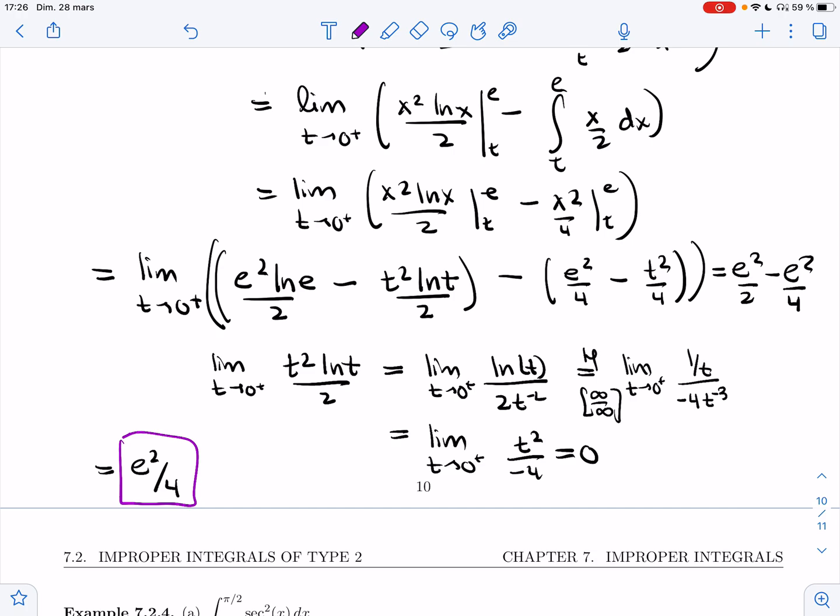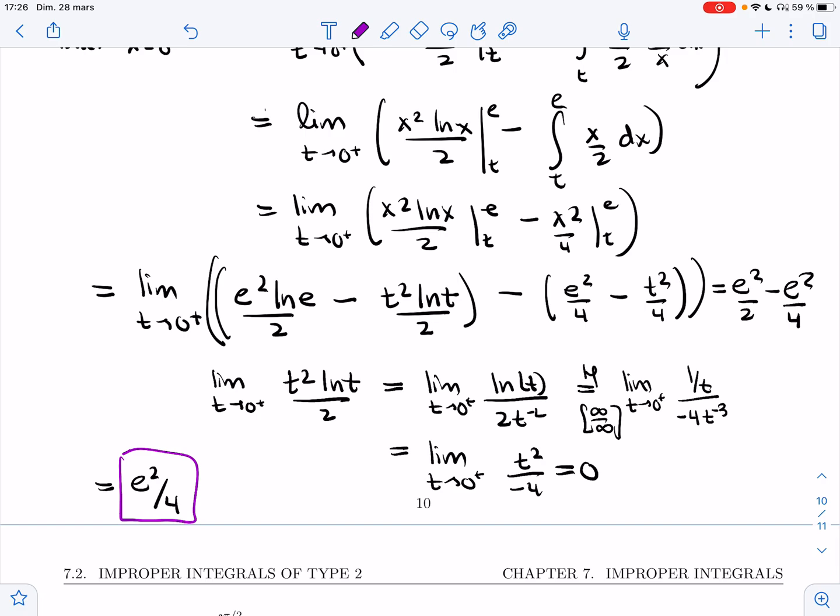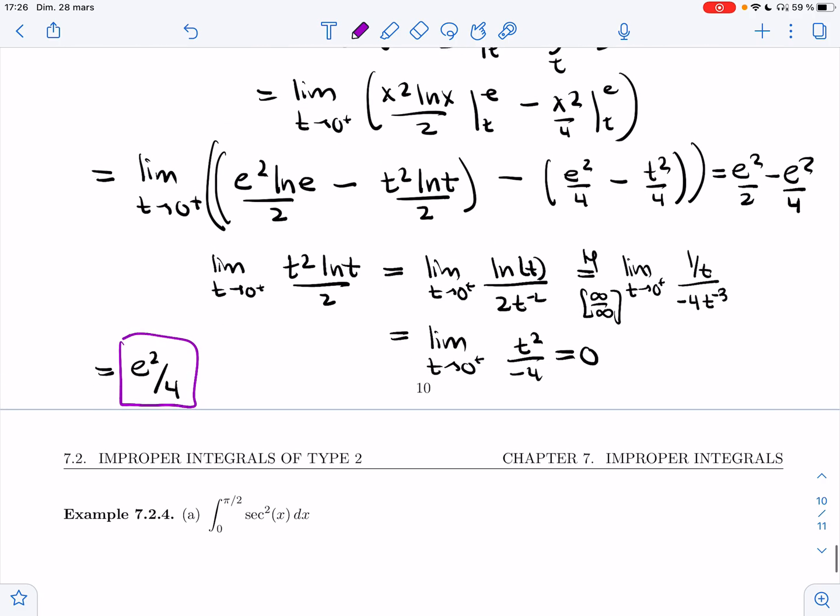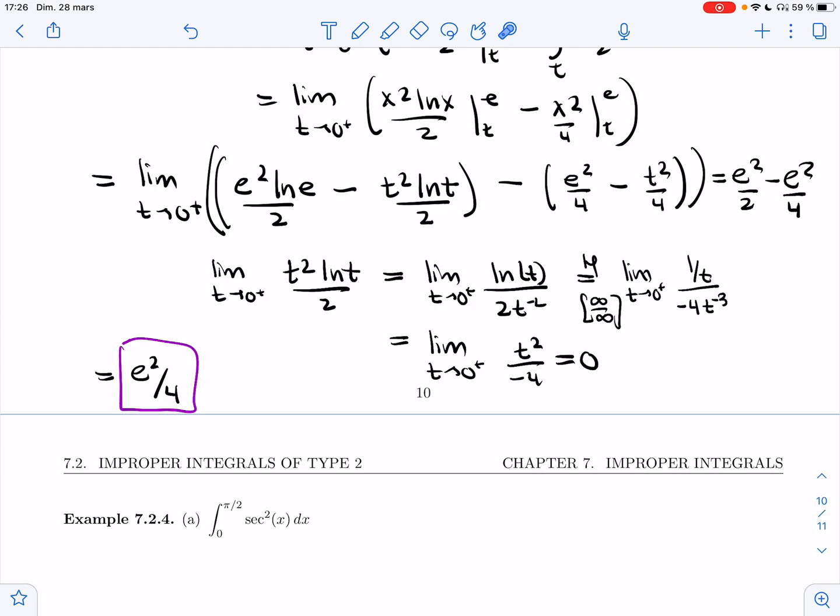All right, so again, all these problems with logs, they're not obvious, they're not easy. They often require L'Hopital's rule. All right, so I have one last problem. Let's cut this video here, and then we'll look at our original problem with a secant squared to see why it gave us 0 and what's the real answer.